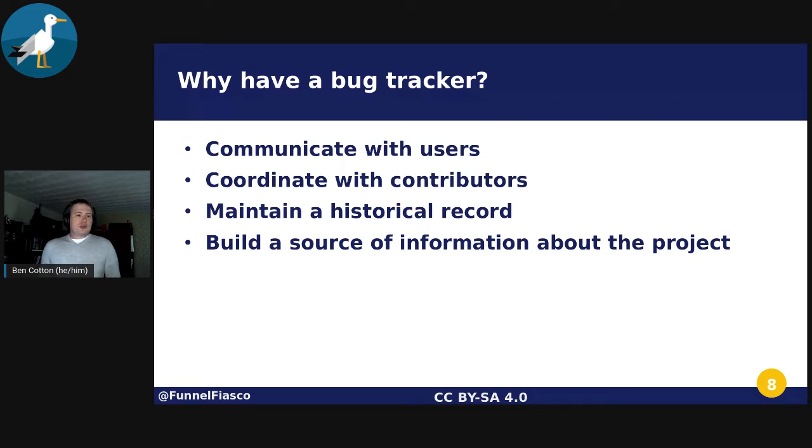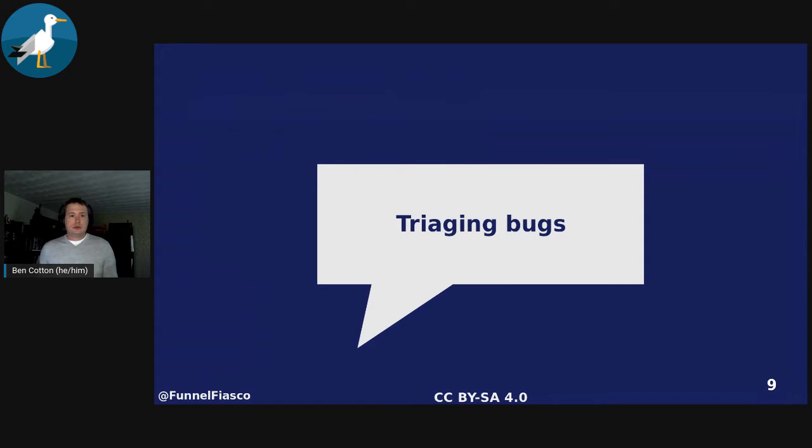And so it builds a source of information about the project, not just of the bugs, but it's an indicator of how active your project is, who the active people are, how your project works, right? So it communicates outwardly and inwardly how the project is working. And so it makes it a really important part of your project. So I think now we can agree that we should have a bug tracker.